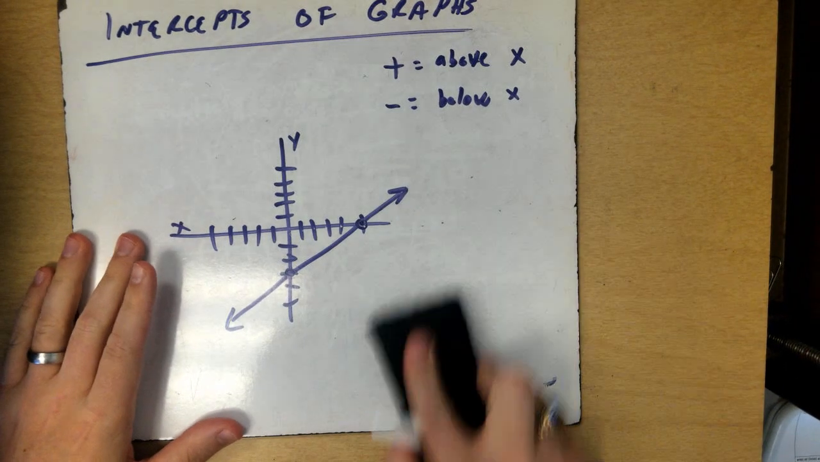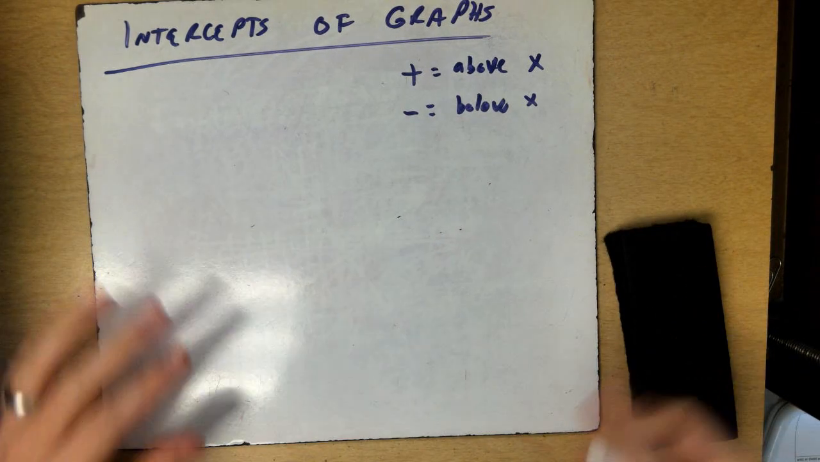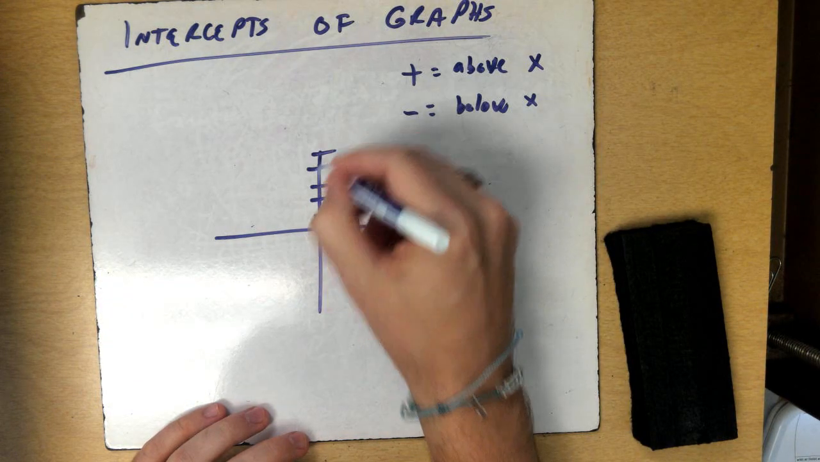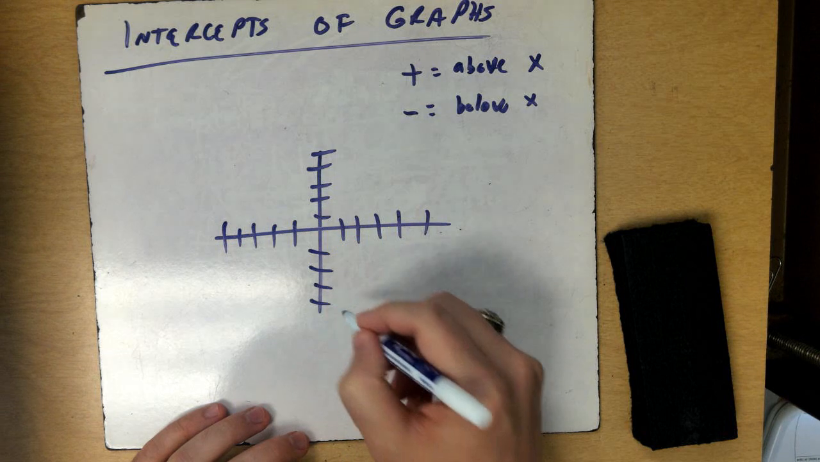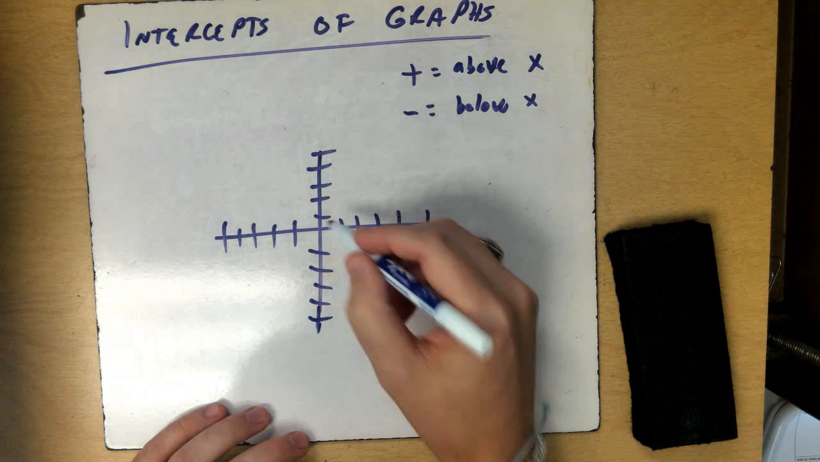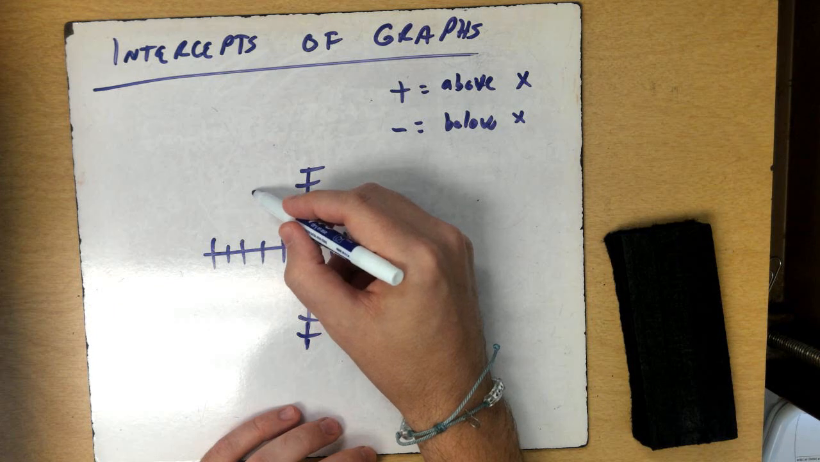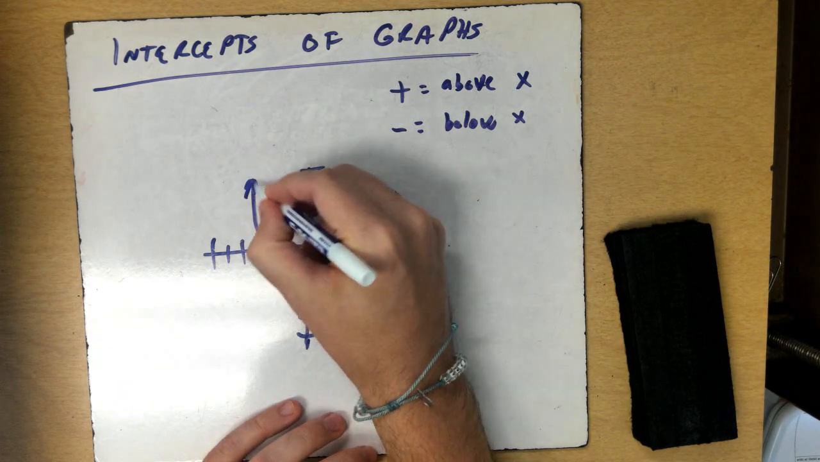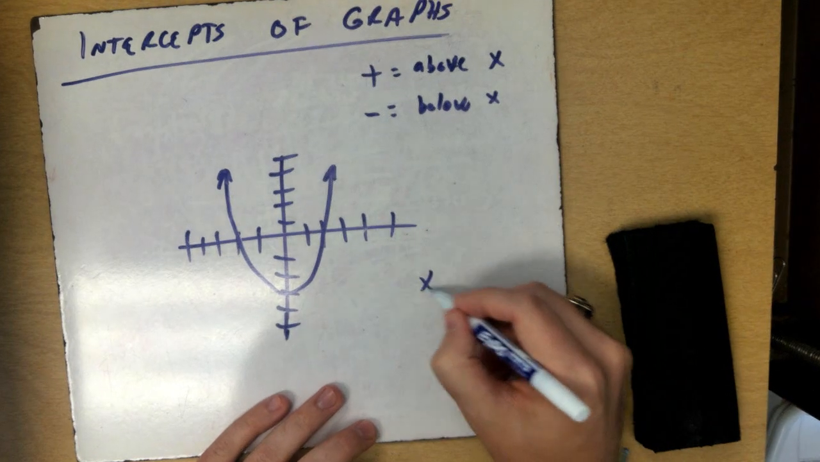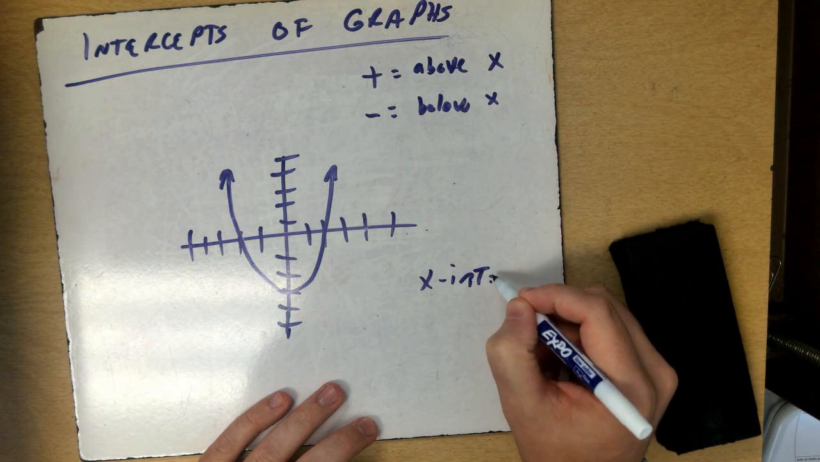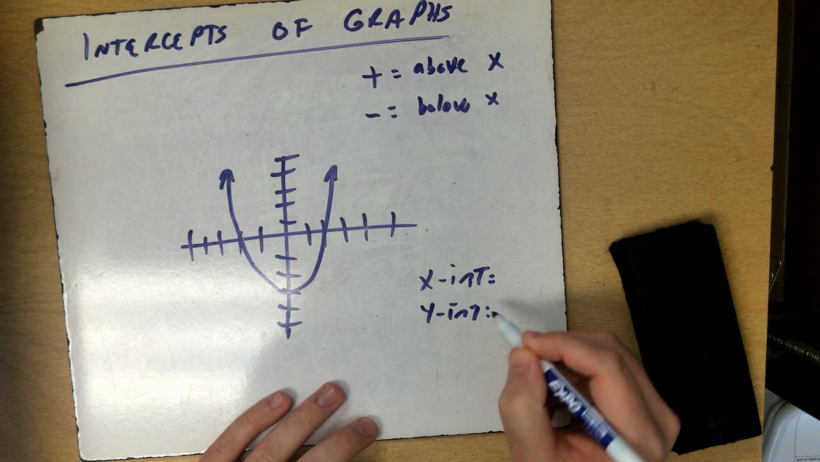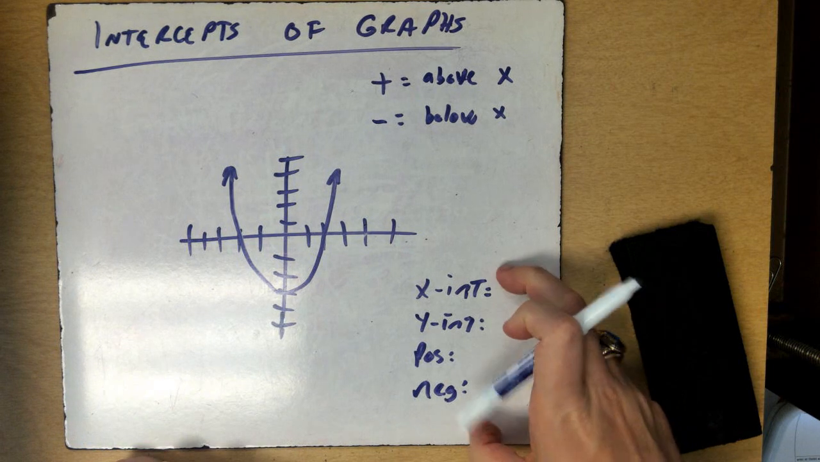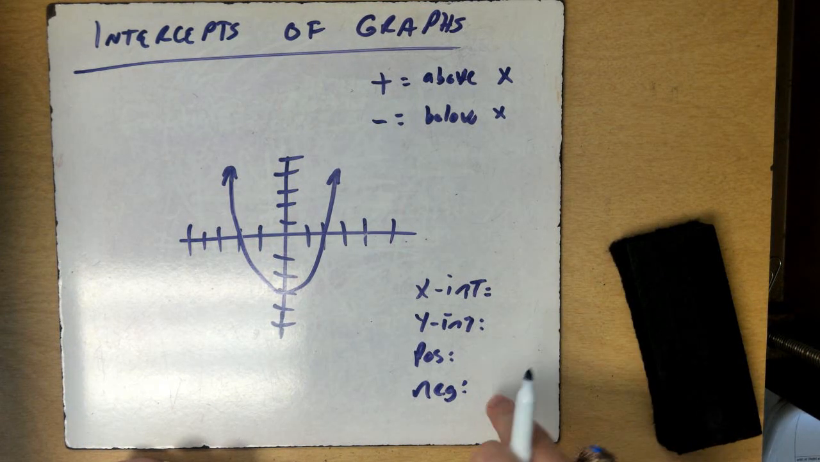Let's try one more. This one's a little different. Now what happens when your graph is not a straight line? So what if we did this? What if that was our function? X-intercept, y-intercept, positive, negative. So when you do these problems, guys, we're looking at this: what's our x, what's our y, where's it positive, where's it negative?